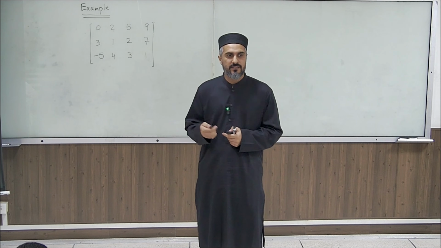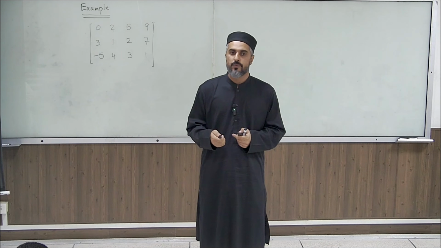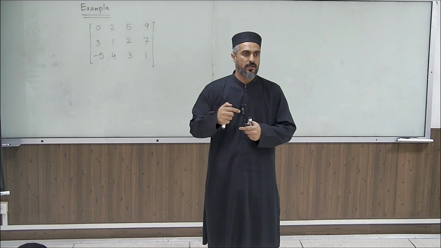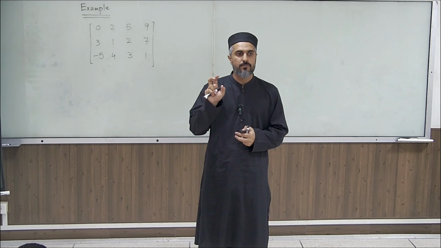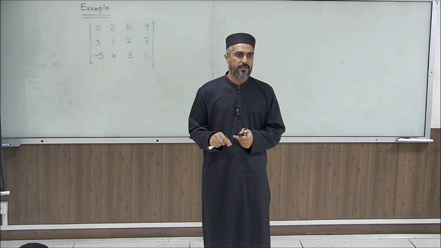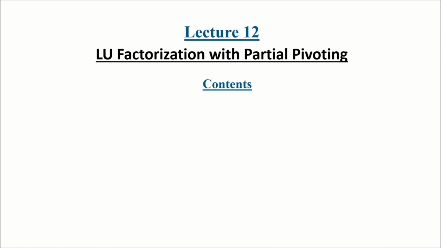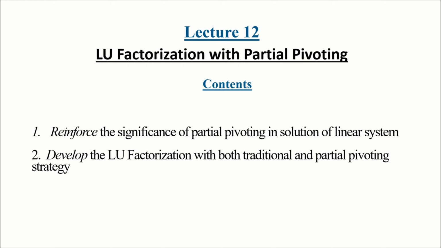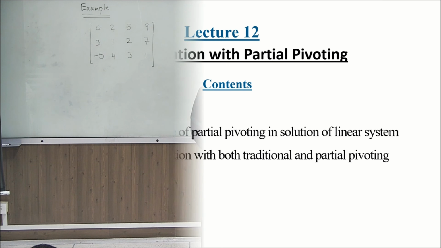I'll give an example of how we can apply Gauss elimination. You know how to apply Gauss elimination, but with an extra condition that you have to impose partial pivoting. In this lecture, we will try to reinforce the significance of partial pivoting in the solution of systems of linear equations, first with Gauss elimination, and then we'll implement this strategy in LU factorization, which is another way of solving linear systems.